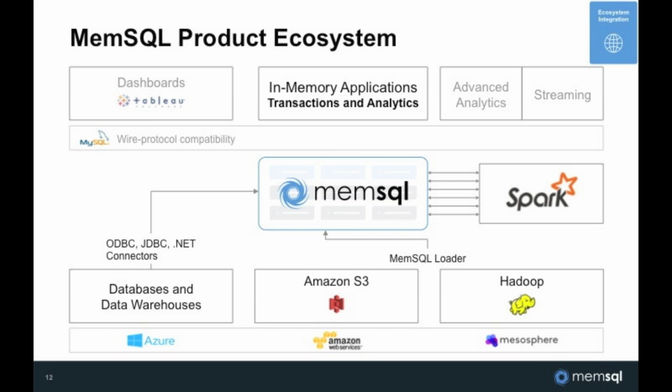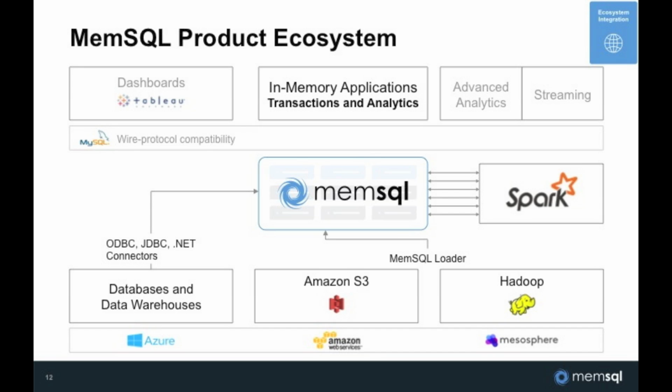So this opens the door for BI dashboards such as Tableau, for all your in-memory applications that have transactions and analytics, and all these IDEs and developer tools that connect into MySQL can connect into MemSQL. Of course, the standard ways of connecting into relational databases such as ODBC, JDBC, and .NET connectors are also possible with MemSQL. We also have a MemSQL loader that allows us to load data from Amazon S3 buckets and HDFS, and MemSQL can be deployed across several cloud providers, such as Azure, Amazon AWS, and Mesosphere.